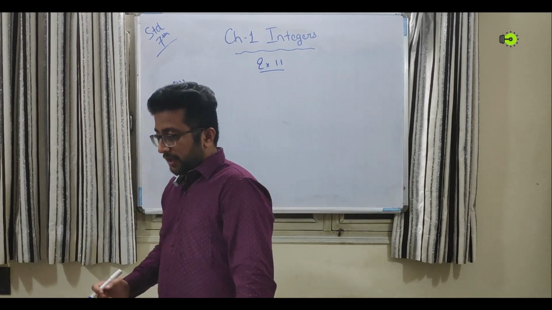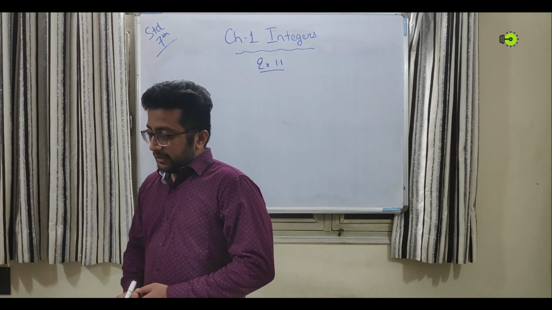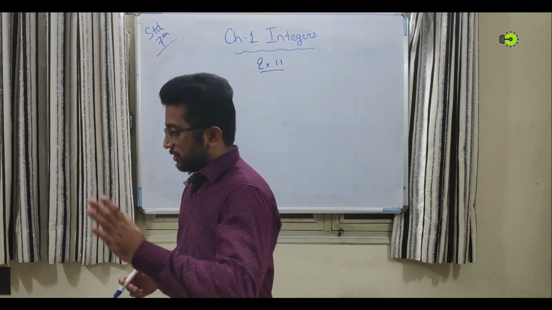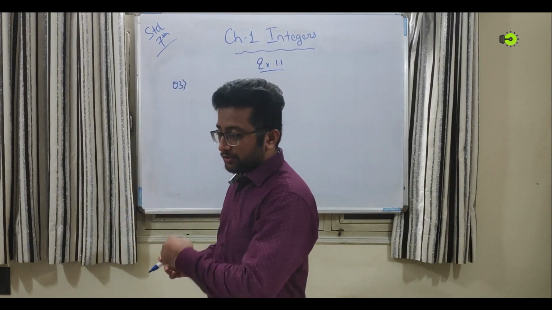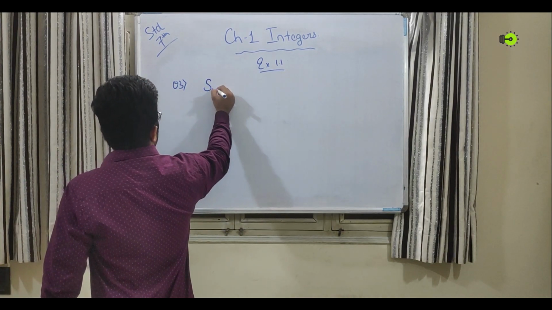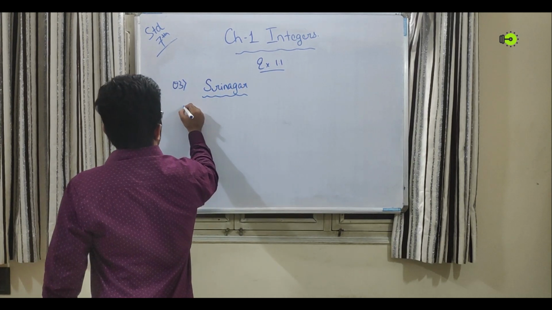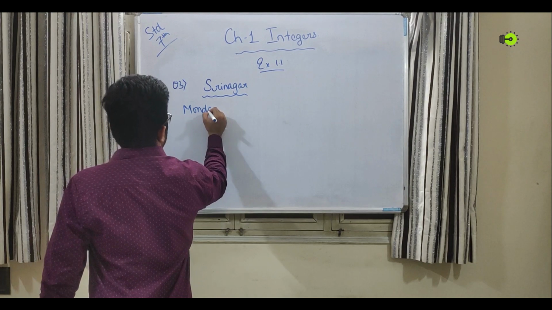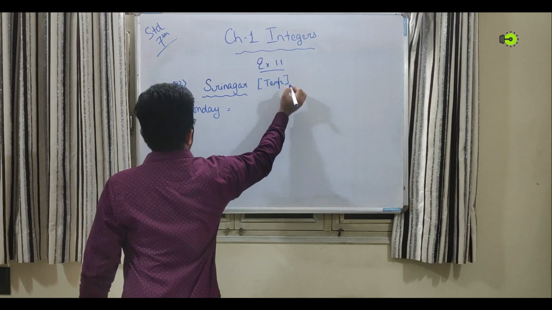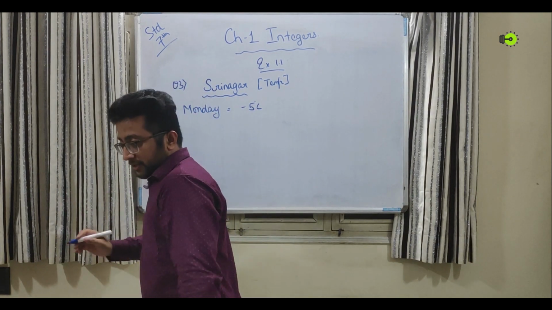Okay, in question number 3, at Srinagar the temperature was minus 5 degrees Celsius on Monday, and then it dropped by 2 degrees Celsius on Tuesday. What was the temperature of Srinagar on Tuesday? So first of all, let us note down the facts of the question on the board. So Srinagar temperature on Monday. Monday's temperature was -5 degrees Celsius. So there was a lot of cold on that day.